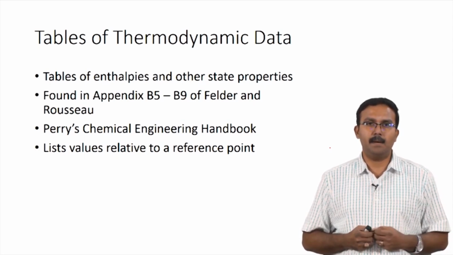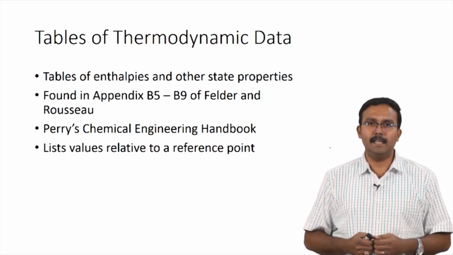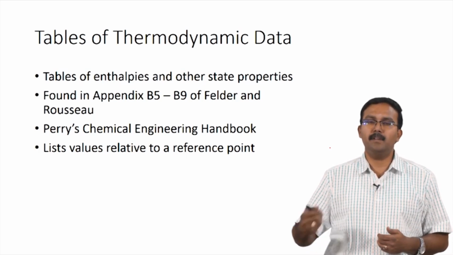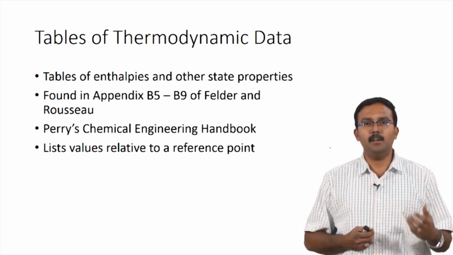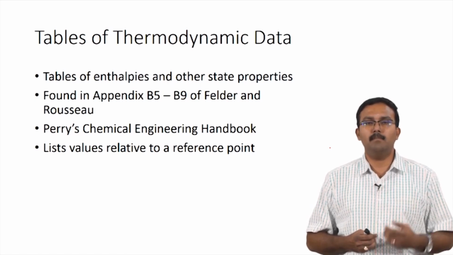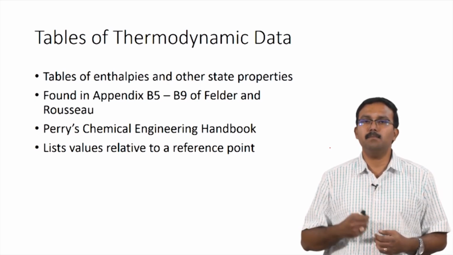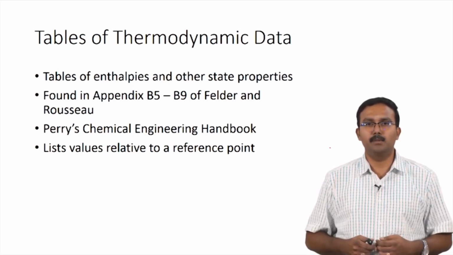Even in the previous example problem, the enthalpy values which were given for butane and ethane must have been in reference to a reference point. It would have been relative to a reference point. We did not worry too much about what that reference point was, because it does not matter in the grand scheme of things, since we are only finding the difference and not looking at absolute values.